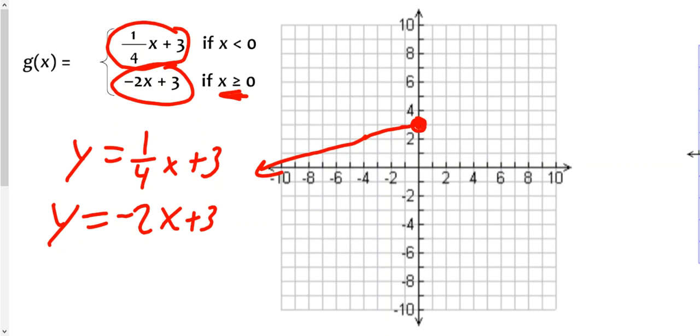Okay, now our slope is negative 2 here, so I can use that and go down 2 and over 1, and down 2 and over 1, etc. Get as many points as you need. You're going to use your straight edge. And it goes forever in that direction, and that is the graph of that particular piecewise function.